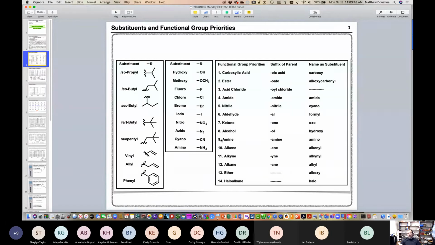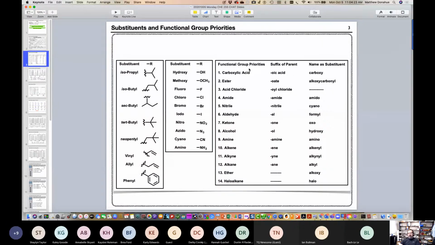I'll refer back to this slide as we go along, because it's important to know specifically what substituents are. Substituents hanging off the main chain can be named as these things here. These are common names. More specifically, you'll want to know things like an OH group is called hydroxy, OCH3 is methoxy, and so on. If you see this sort of Lewis structure, this is the associated word for the substituent.